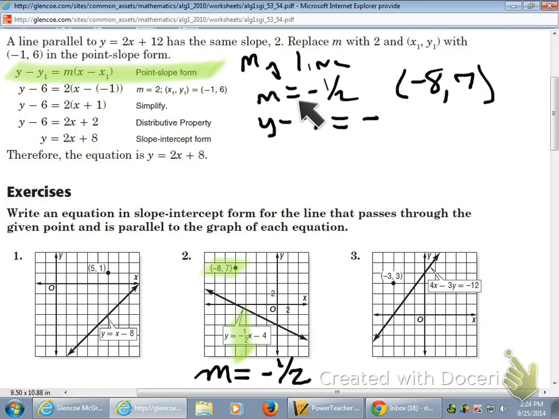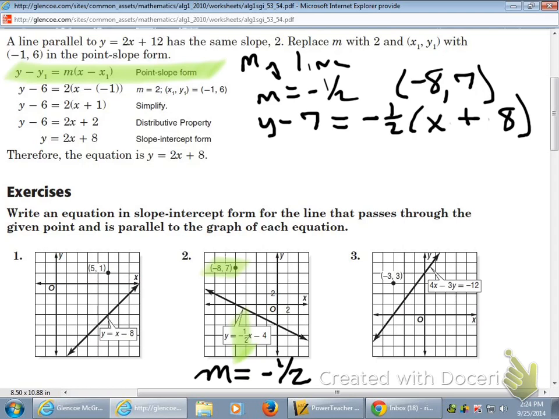Minus 1/2. What's the m? Yep, -1/2. X minus -8. And some of you, remember, are good enough you don't have to write minus negative anymore. What is minus negative? It's just plus, right? Which is fine.